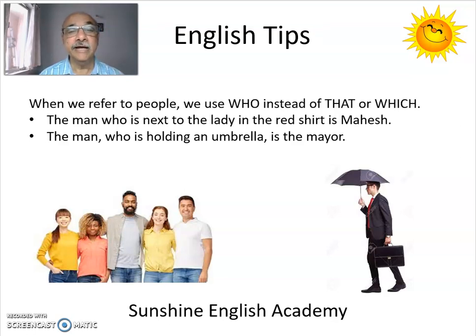Next, the man who is holding an umbrella is the mayor. What we actually want to say is that the man is the mayor. That he is holding an umbrella is just extra non essential information. So here, who is being used instead of which, whereas in our previous sentence, who was used instead of that.